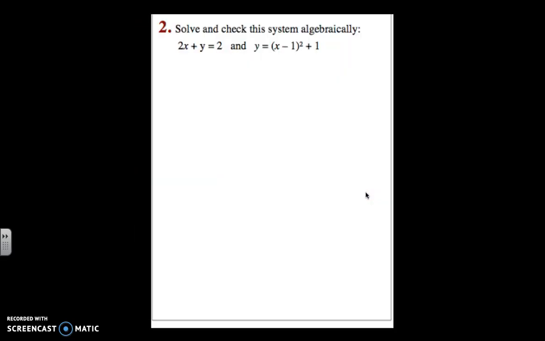Okay, solving algebraically. This time we're going to substitute the quadratic into the linear because y is alone here. There is not a variable alone in the linear equation. So in the quadratic, we're going to take what y is equal to, which is this here, and plug it in over here. So that looks like this: 2x plus (x minus 1) quantity squared plus 1 equals 2. Now, this binomial squared has to be multiplied out using FOIL, the moon method, the crab claw method, or the box method, whatever you like to call it.